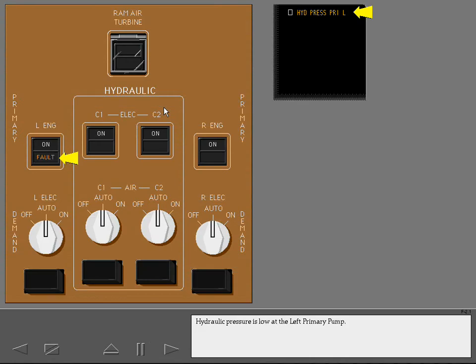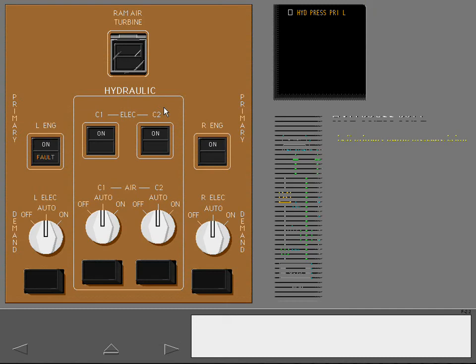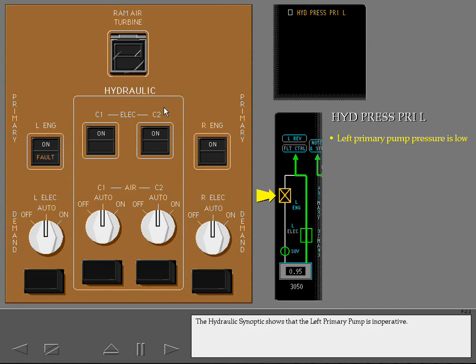Hydraulic pressure is low at the left primary pump. The hydraulic synoptic shows that the left primary pump is inoperative. The left demand pump is in auto and operates automatically when low pressure is sensed at the primary pump. Turn off the left primary pump to prevent damage and/or contamination.